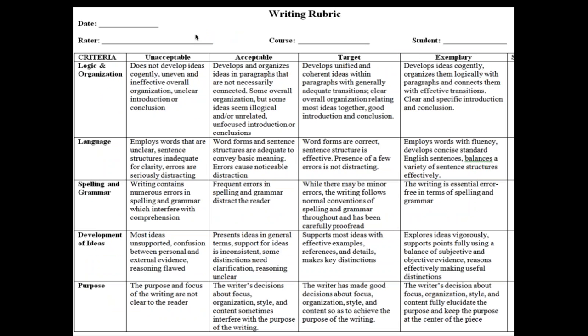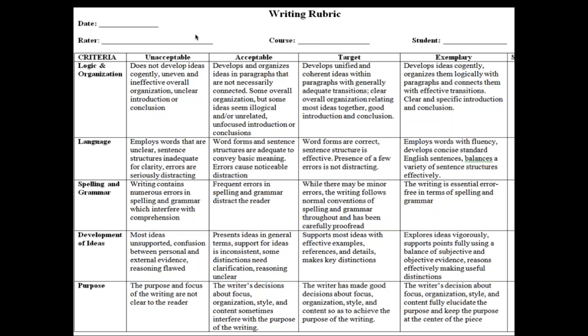And I just wanted to highlight a quick writing rubric that I pulled for this webinar. But we see exemplary, target, acceptable, unacceptable, and some of these certainly, writing contains multiple errors. But take a look at the target. While there may be minor errors, the writing follows normal conventions, spelling and grammar. That would be a great place to have a quantitative measure, less than 3 spelling errors.